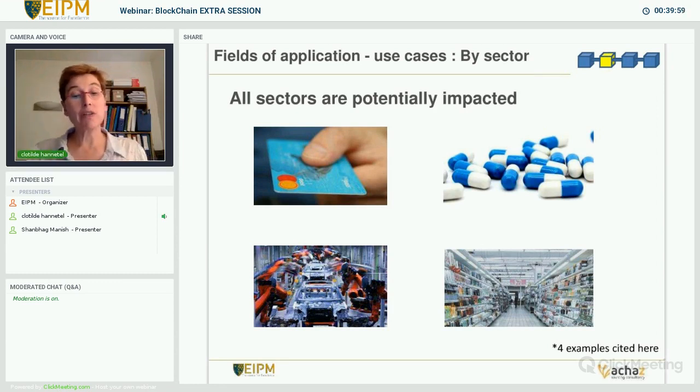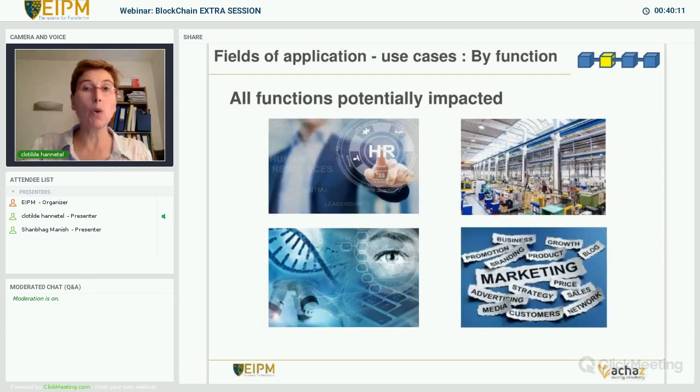And also the logistic and the transport sector obviously is very much impacted, but we'll go through some examples a bit later. So now that we've seen the sectors that can be impacted, and again it's all sectors, let's move to the functions inside a company that can be impacted by the blockchain.